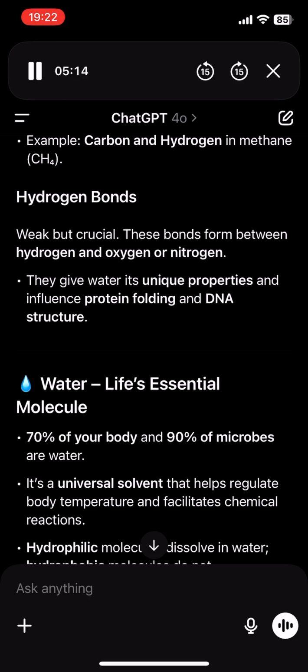Water, life's essential molecule. 70% of your body and 90% of microbes are water. It's a universal solvent that helps regulate body temperature and facilitates chemical reactions. Hydrophilic molecules dissolve in water. Hydrophobic molecules do not.